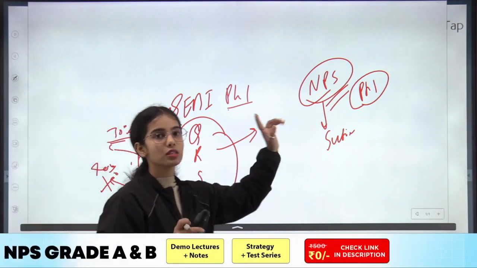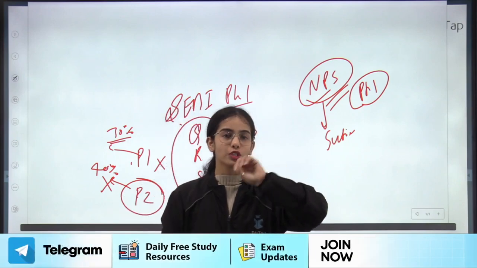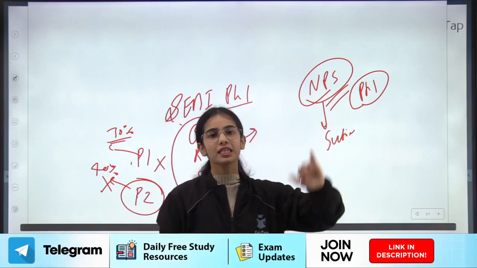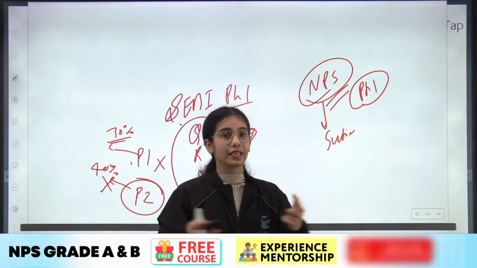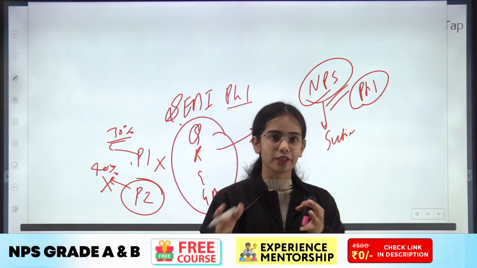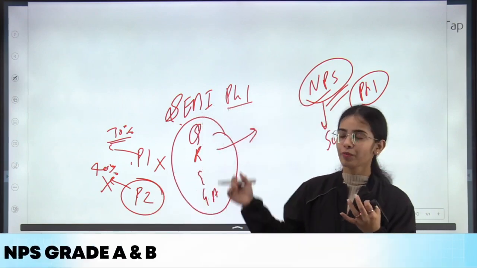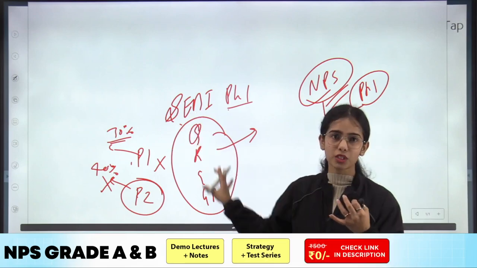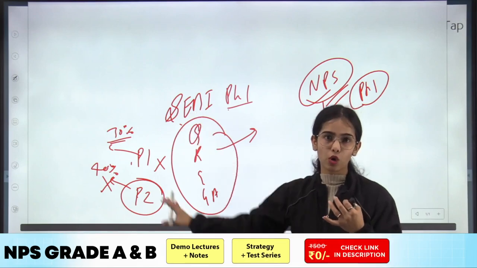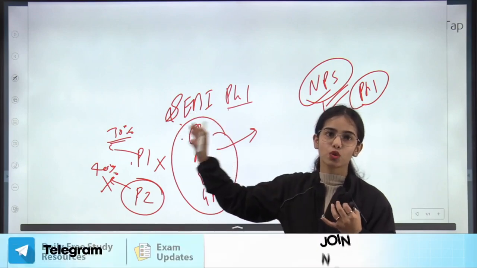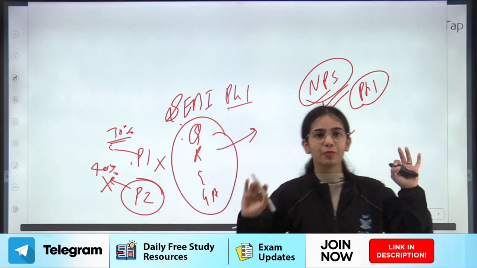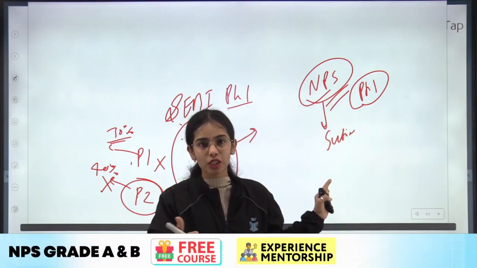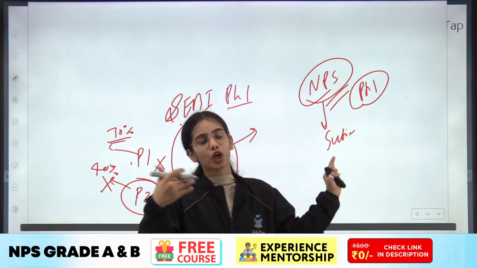But in NPS, the sectional cutoff is mentioned, and you have to clear the sectional cutoff and the aggregate cutoff. So that is another difference between SEBI and NPS. In SEBI, there is only the overall cutoff for paper 1 and the overall cutoff for paper 2 in phase 1. But in NPS, you have to clear the sectional cutoff as well as the aggregate cutoff.